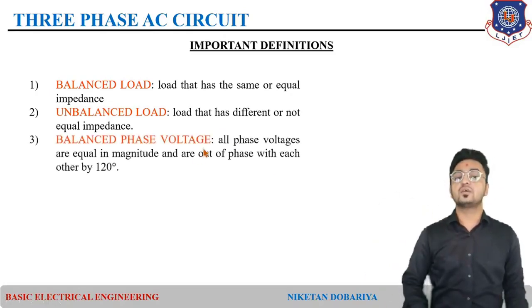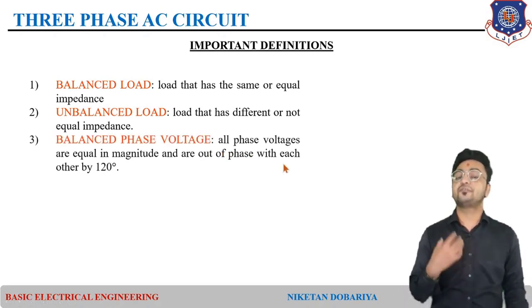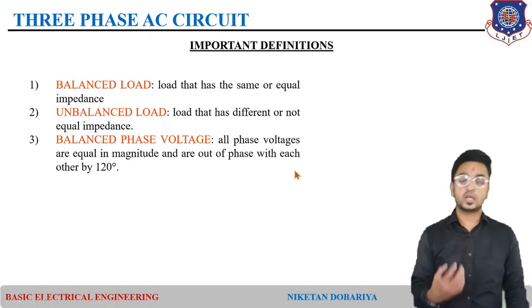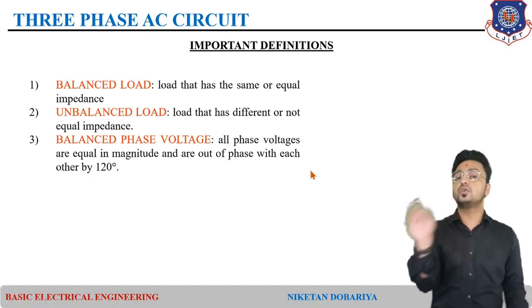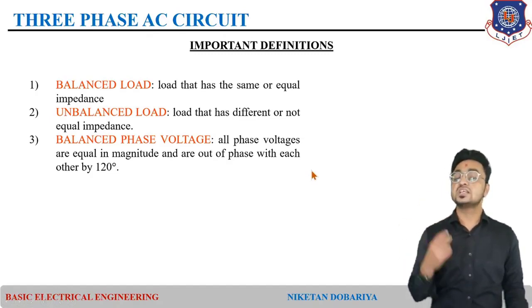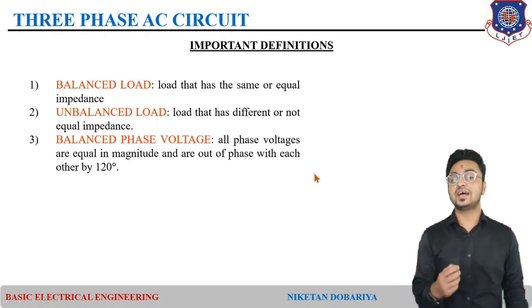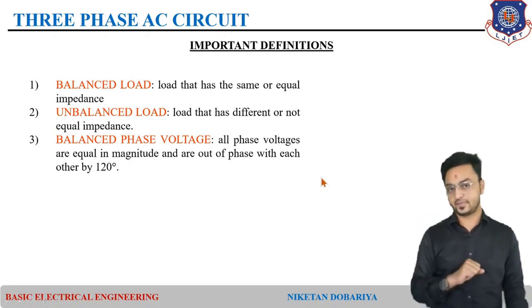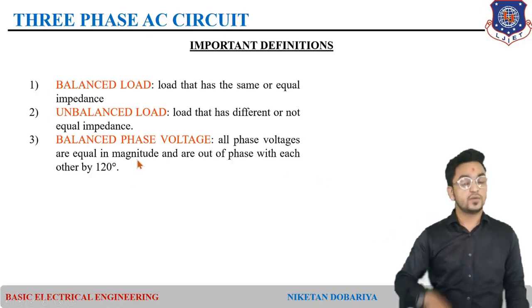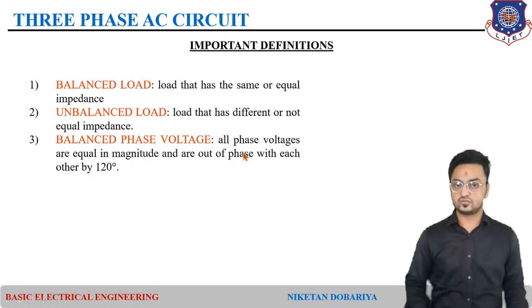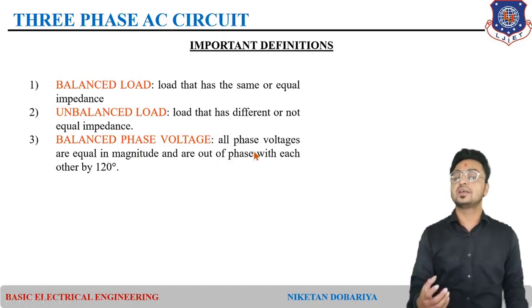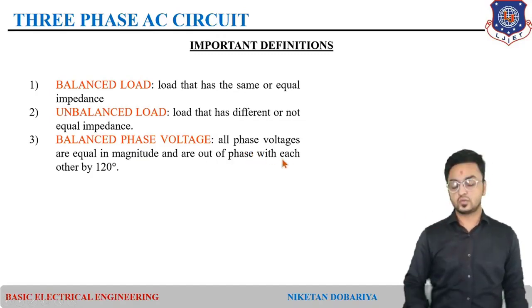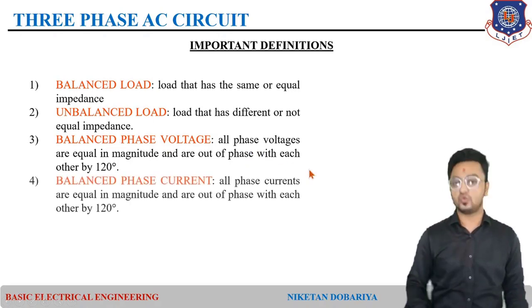Next, balanced phase voltage. Again we have three phases, three circuits, and three voltages. If all these three voltages have the same magnitude and are displaced from each other by the same phase angle of 120 degrees, which was discussed in our previous video lecture, then that kind of voltages will be known as balanced phase voltages.